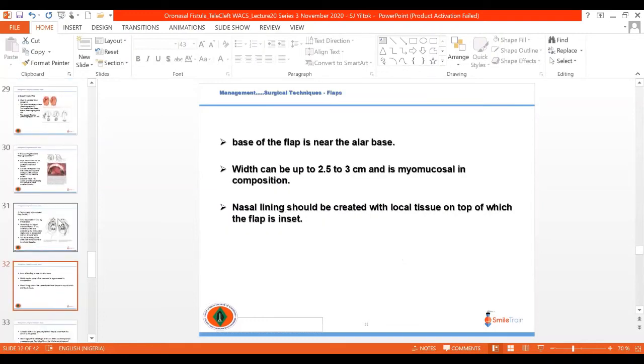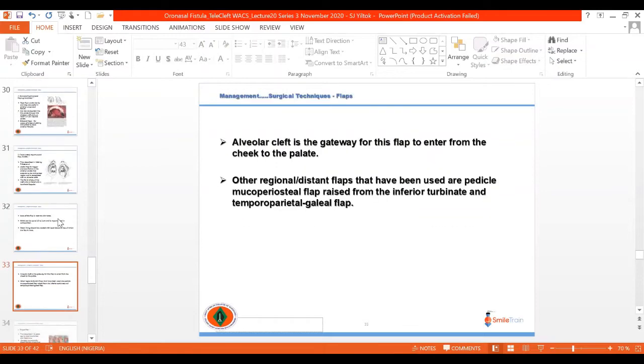Usually I use a width of about 2 to 3 cm of myomucosal composite tissue, and one can use it to close, achieving very good closure.